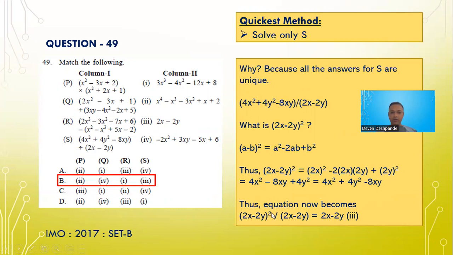So 2x minus 2y whole square upon 2x minus 2y, the square cancels, and it is 2x minus 2y. So the correct option is 2x minus 2y. For S, it will be 3. So the correct option is option B. Do not solve for any other sub-questions.